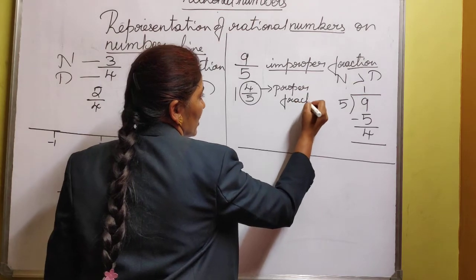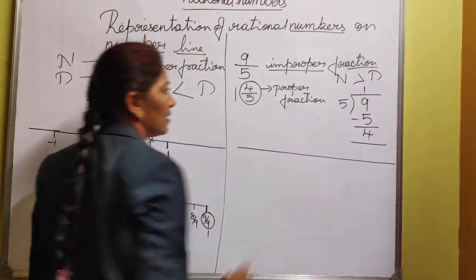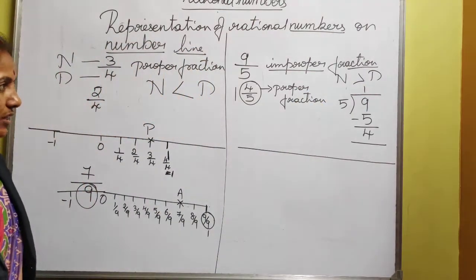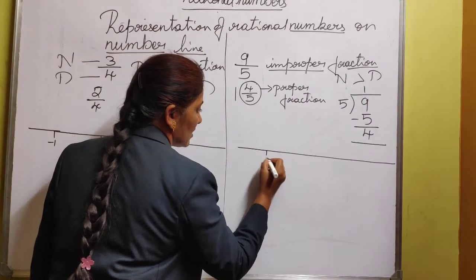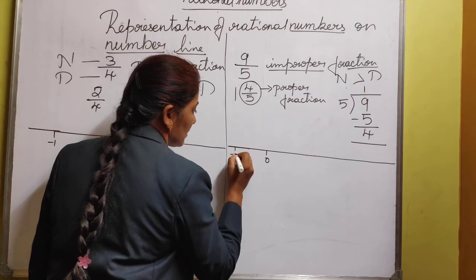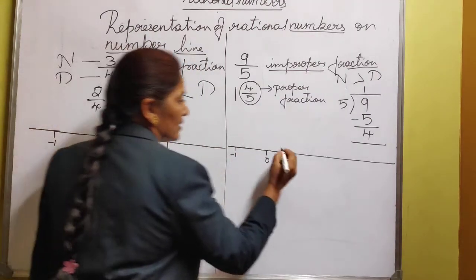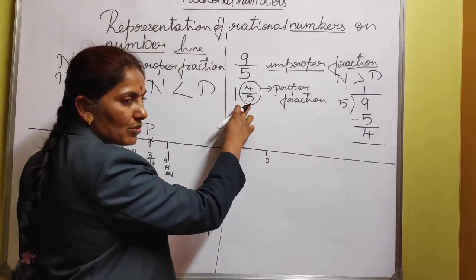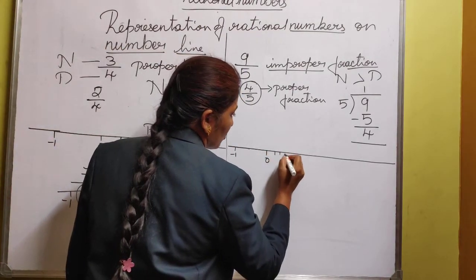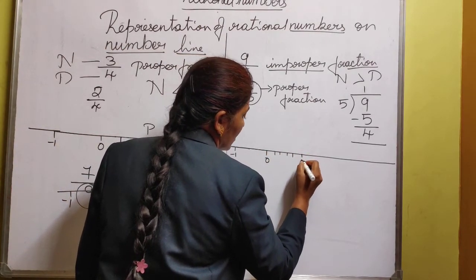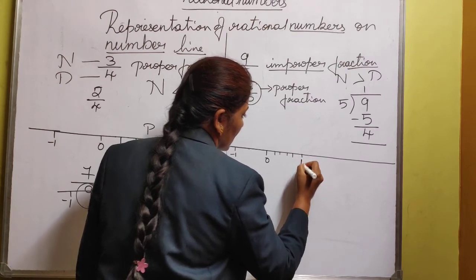Proper fraction. Okay, this is a proper fraction. Now what we have to do, we will represent. I'll mark this as 0 and this part as -1. I'll write, consider. So how many equal parts do we have to divide it into? 5 equal parts. 0, 1, 2, 3, 4, 5. So 5 when I say, I will mark this as 1.